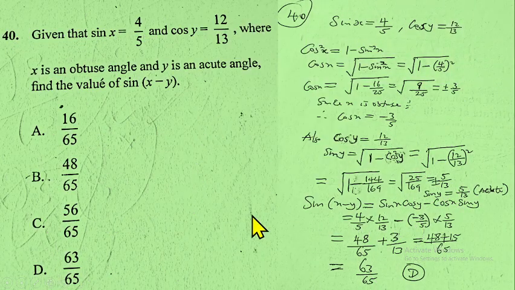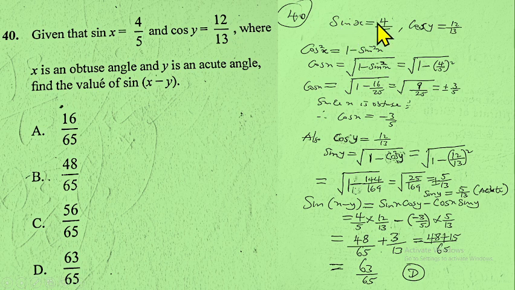So the last question for this video is question number 40, which we are about to solve now. The question is from the trigonometric ratio of compound angle as well. We are given that sine x is 4/5 and cos y is 12/13, where x is an obtuse angle and y is an acute angle. So find the value of sine x minus y. Like I said, this is a trigonometric ratio of compound angle.